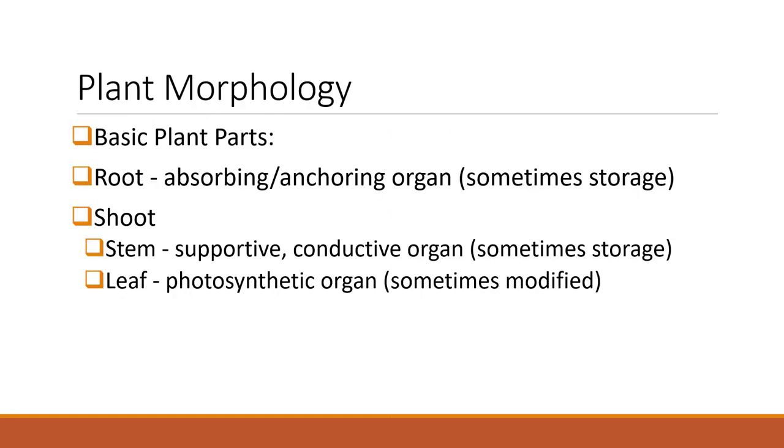So when we're looking at plant morphology, basic plant parts include the root, which absorbs and anchors the plant. It's also used for storage sometimes. And then the shoot is both the stem and the leaves, and they're supportive and conductive, so water and nutrients move through them. Sometimes they're a storage organ. The leaf is the photosynthetic organ and also sometimes modified. Think of things like thorns.